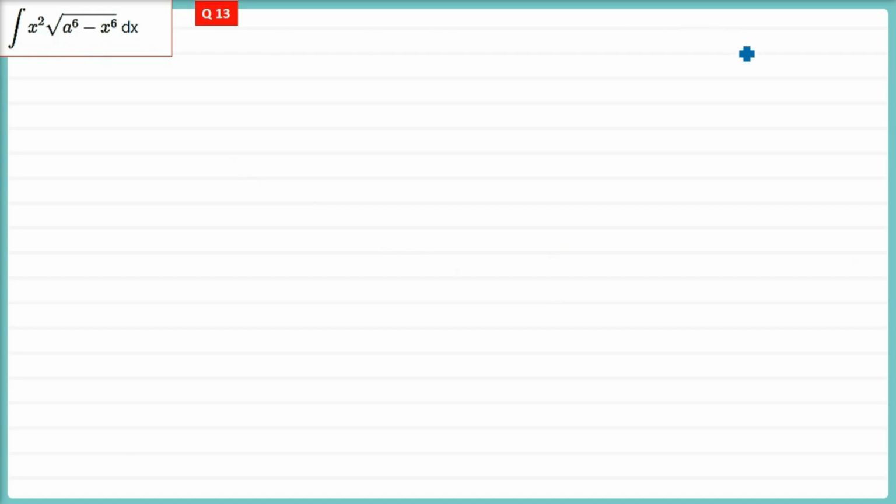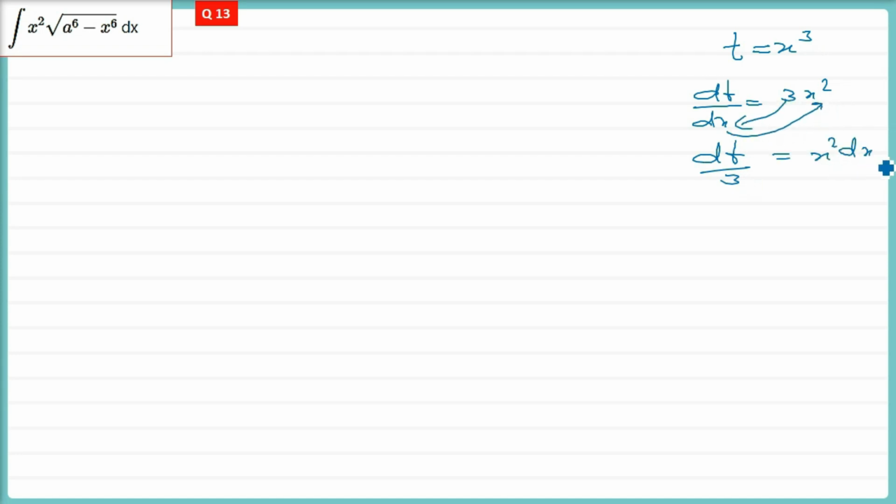Now x square dx you want. This is outside. So when you take t equals x cube and differentiate this, dt by dx will be equal to what? 3x square. So dt by 3 can be written as x square dx. So this x square dx is already given in the question. We will try to put dt by 3 in for it. So dt by 3, 1 by 3 will go outside.